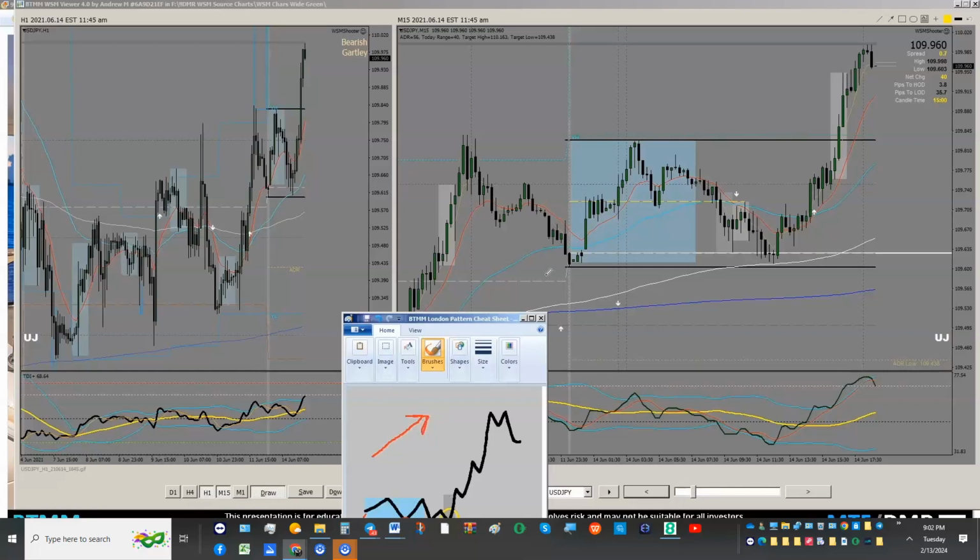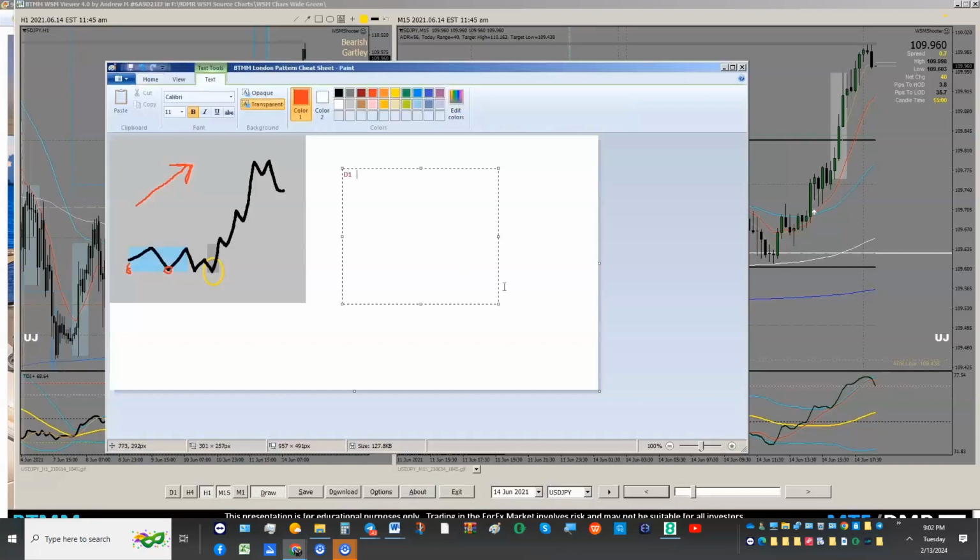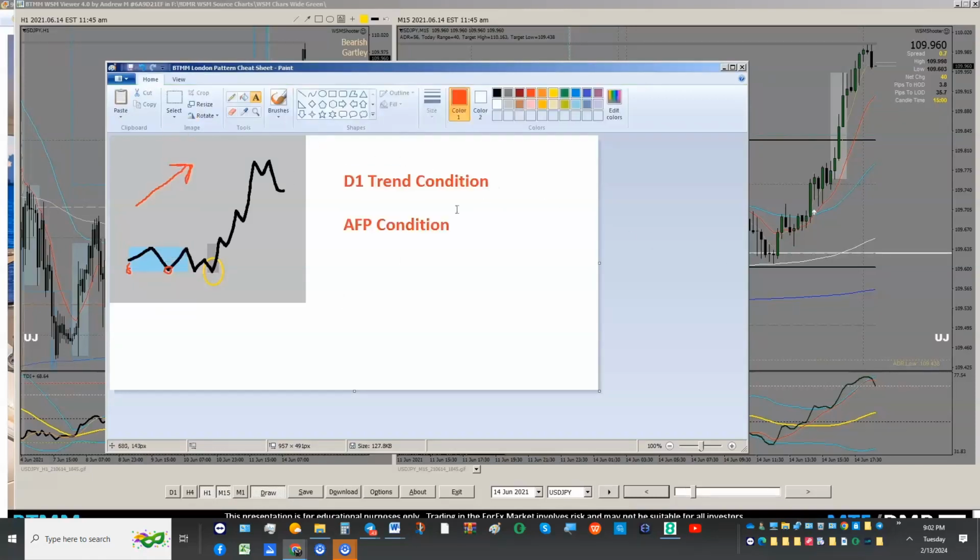Okay, so type 2 London patterns, there are two conditions that I find I get high algorithmic numbers with, and those, of course, are D1 trend condition and AFP condition. Otherwise I would not be looking to trade a type 2 London pattern unless one or both of these conditions are met. There are rare occasions where we are in AFP condition and also in line with the D1 trend. But generally speaking, I would avoid this type of structure unless those two conditions happen.